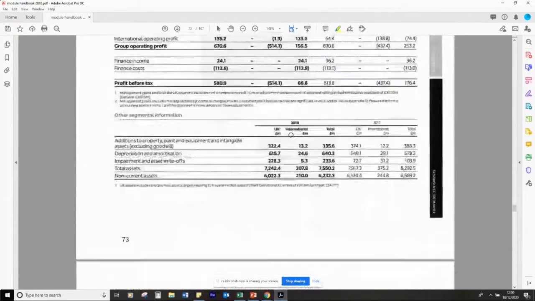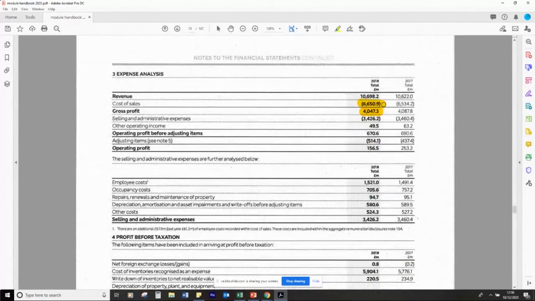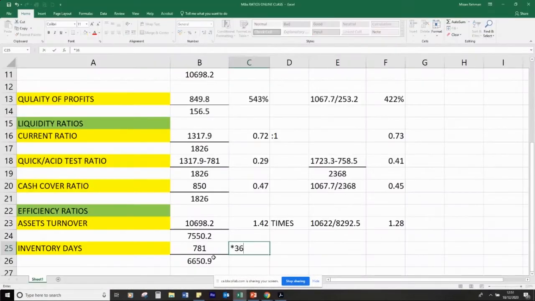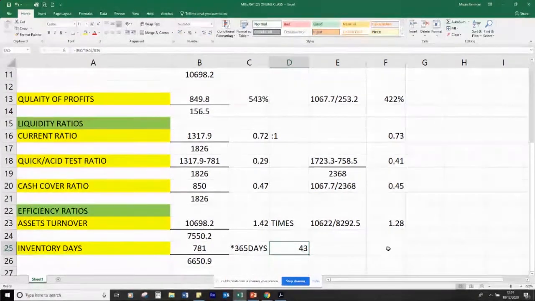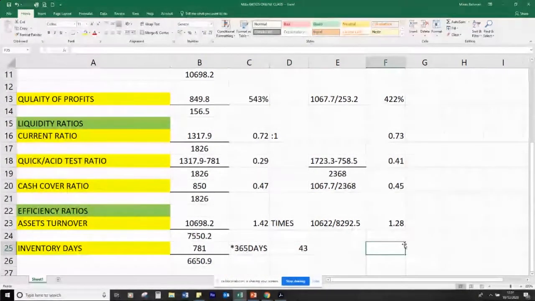So going to my note 3, my cost of sales is 6650.9 and times 365 days. So we get our result. You could use a bracket. 43 days, yeah. So they sell their inventory in 43 days. Last year, what did they do?